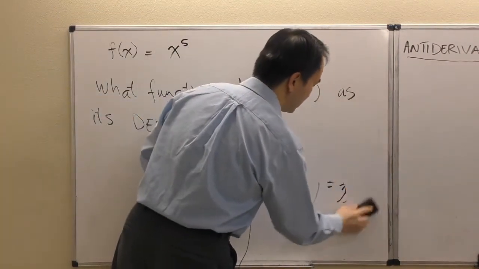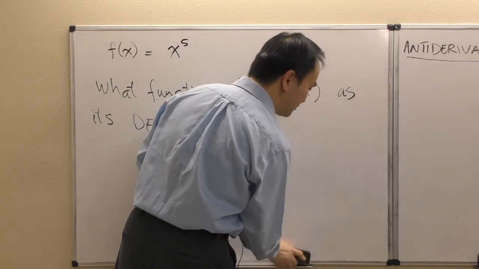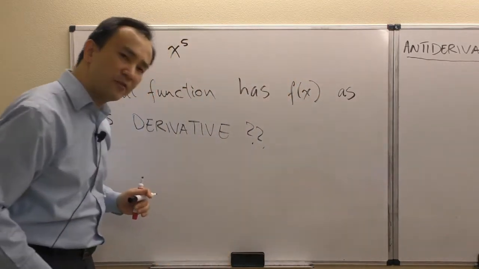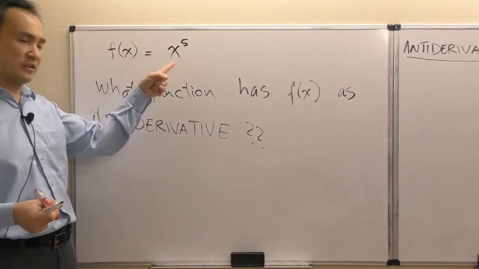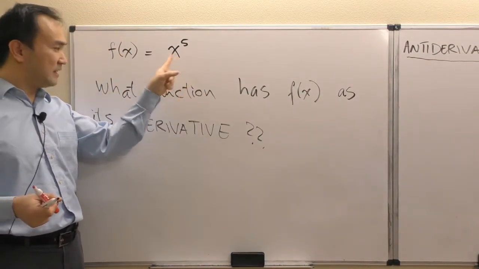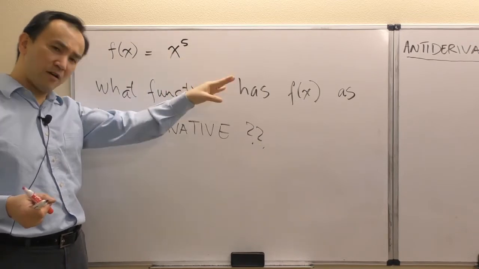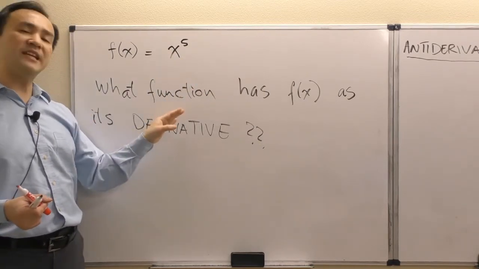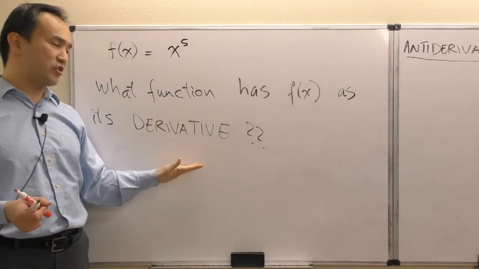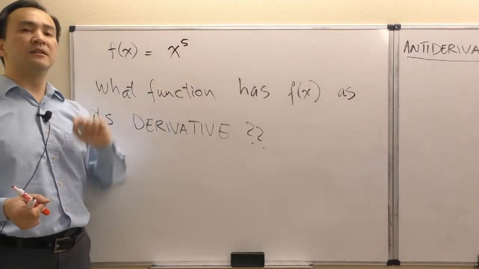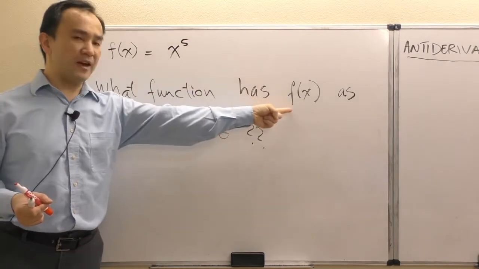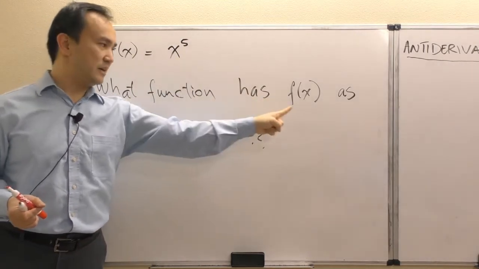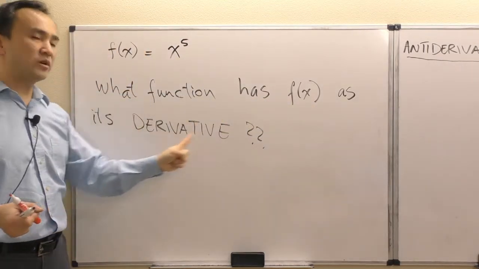So, different function, of course. I just happen to use the same name f of x, but I meant to work with a different function. But generally, so far, it's a power function. Okay? And I'm asking that question again. That same question is being applied to this x to the 5th. What function has f of x, x to the 5th right here, as its derivative?